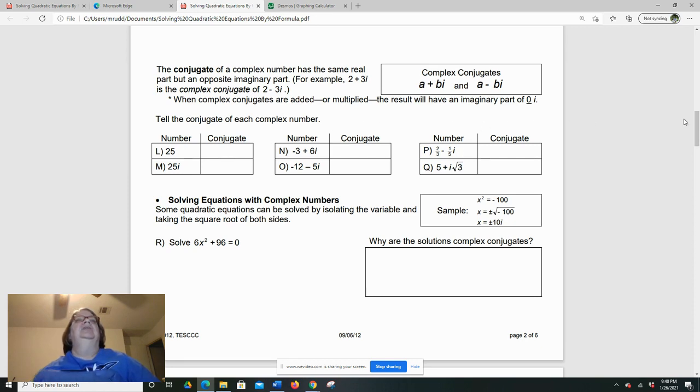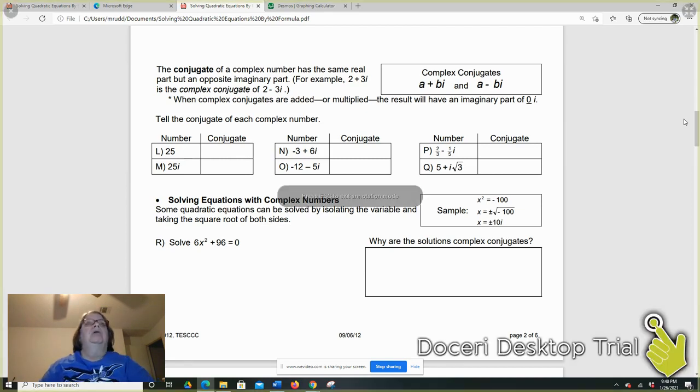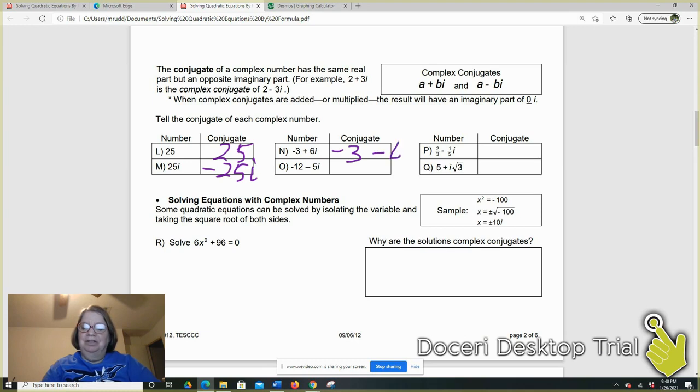Okay, it says tell the conjugate of each complex number. 25 is only a real part. Real parts stay the same. Letter M says 25i. 25i is an imaginary part. Imaginary parts change sign. N is negative 3 plus 6i. To write the complex conjugate, the real part stays the same. The imaginary part changes sign. So it's almost like an opposite.